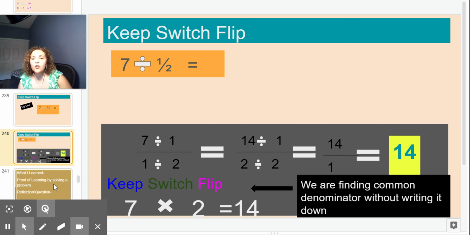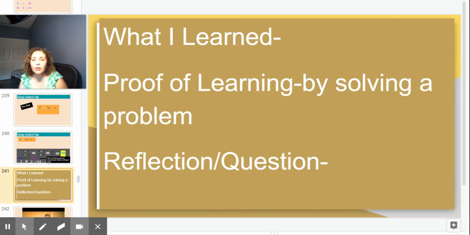All right. So what did you learn today? So write down what you learned. Proof of learning by solving a problem. So go ahead and do a division problem with a whole number in the front and then divided by a unit fraction. Okay, a unit fraction, because that's our fifth grade standard. And then write a reflection or question. If you want to up it a level, you can make your fraction not a unit fraction. Your choice. All right. Keep, switch, flip.